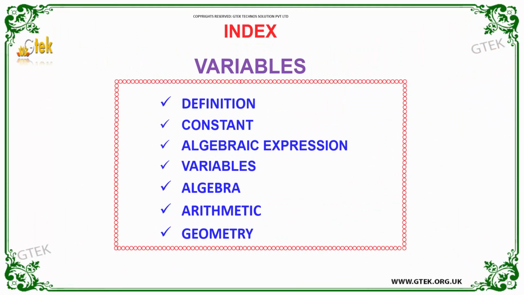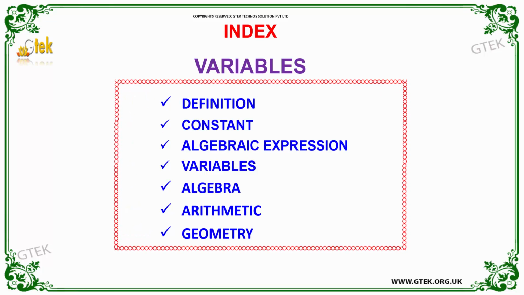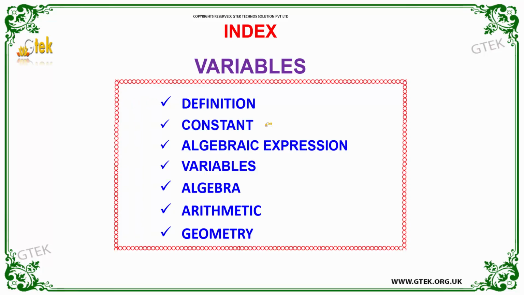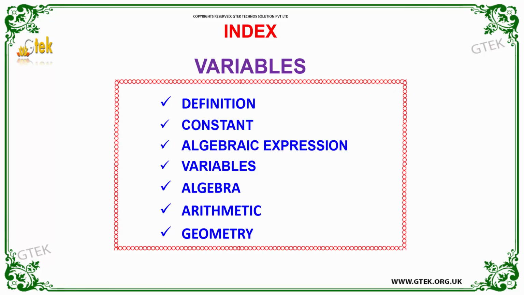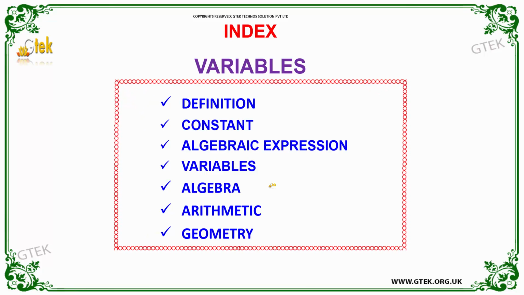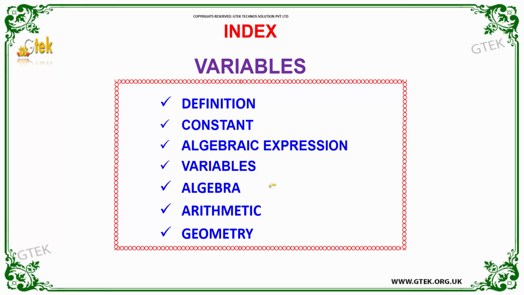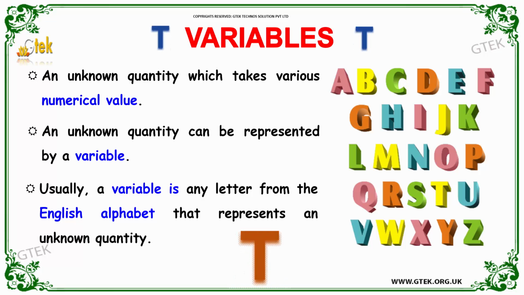The topics which we are going to discuss in this are the definition of a variable, constant of a variable, followed by the algebraic expression, followed by its variables, and we'll be dealing with algebra, arithmetic and geometry. Let's discuss about the variables first.